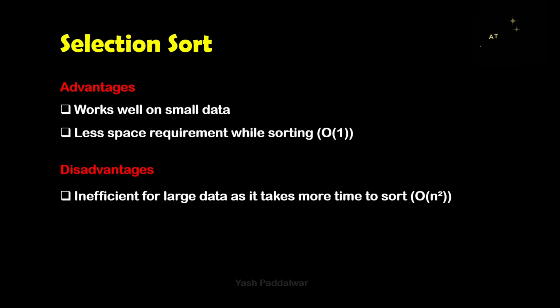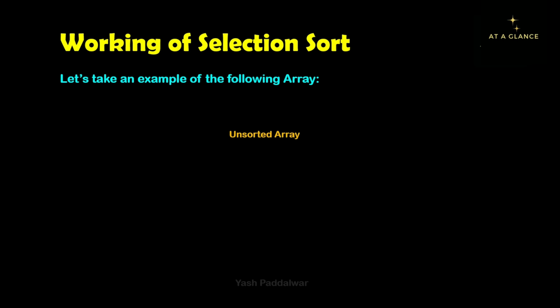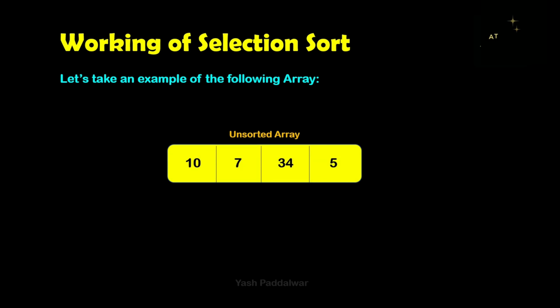So the first is that it's inefficient for larger data because its time complexity is O of n square, which is huge. Now let's have a look at the working of selection sort by a simple example of unsorted array.